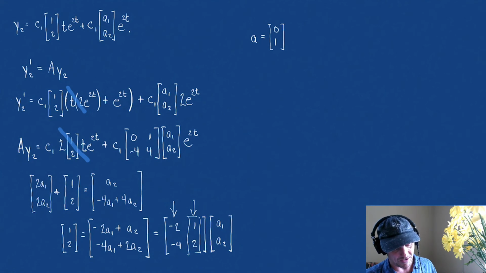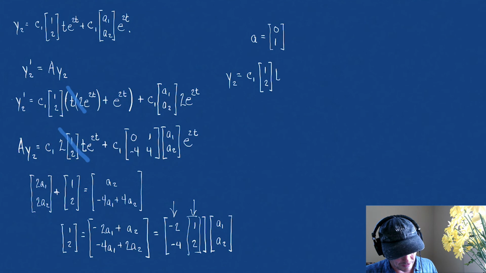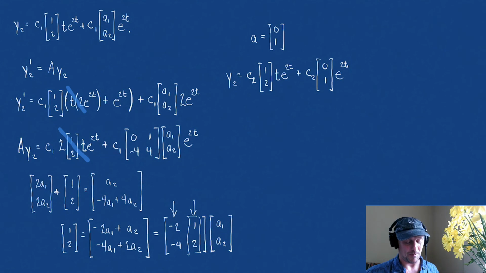So now we can write this, we have our same solution. So now we know that y2 is in fact c1 times 1, 2 t e to the 2t plus, or I guess these are c2, plus c2 times 0, 1 e to the 2t. Okay, now, you probably thought I'd forgotten, but we also said there was an initial condition to this problem of 6, 2.